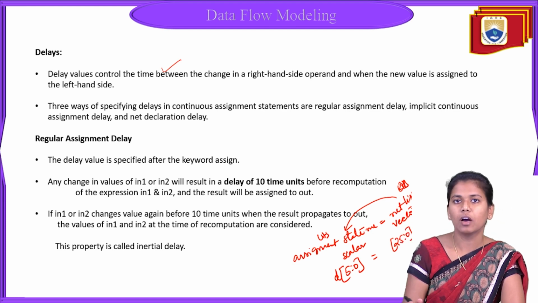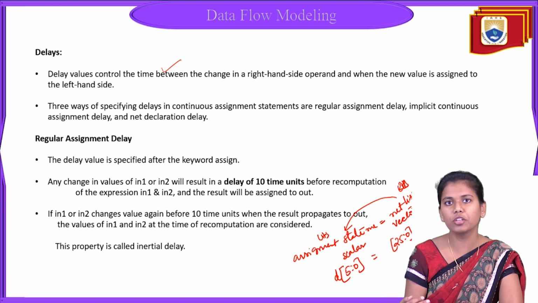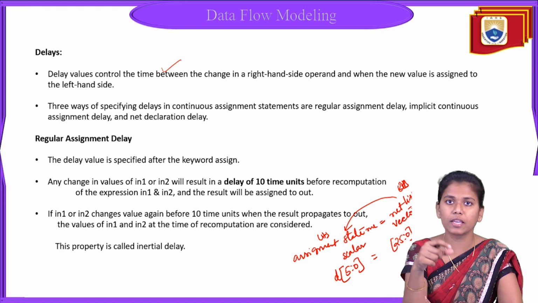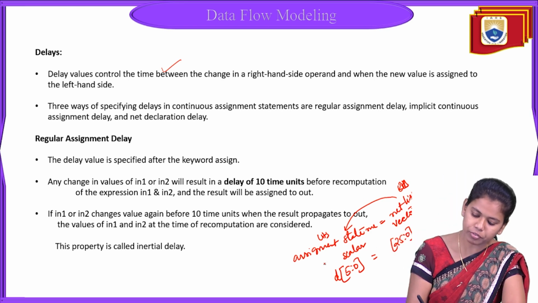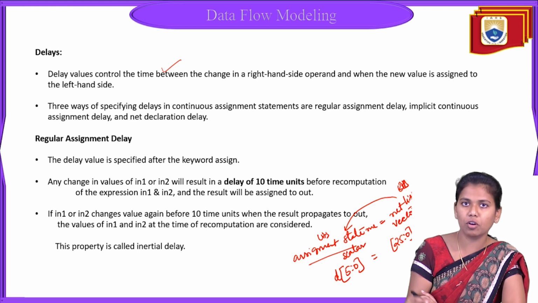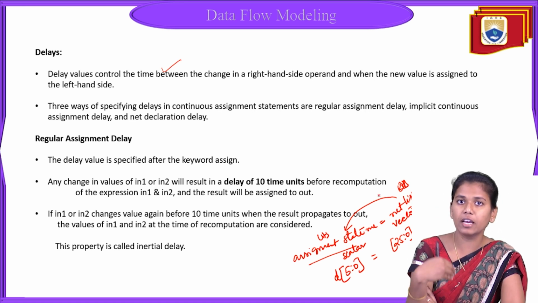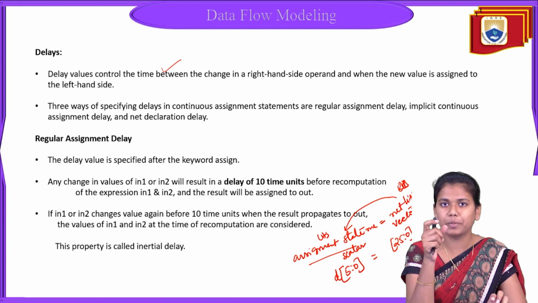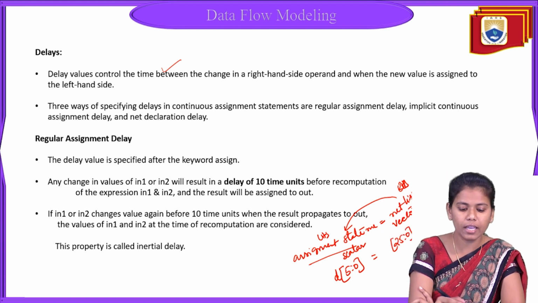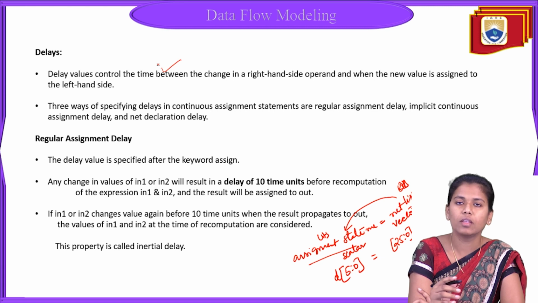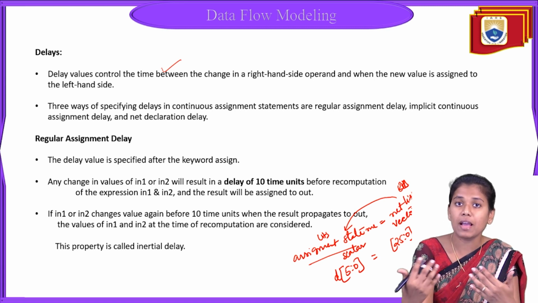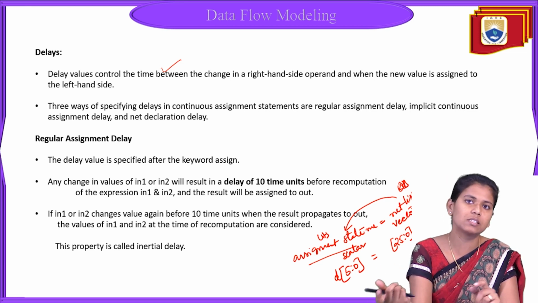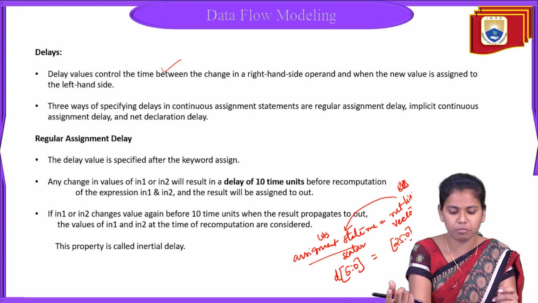What happens sometimes? Some errors may occur. In order to avoid or rectify those errors, some values can be inferred to the left hand side of the continuous assignment statement. When we are inferring some values to the left hand side, a delay occurs, right? The delay is nothing but the timing control. We may see the maximum delay or the minimum delay. But the delay occurs when the values change from the right hand side to the left hand side of the continuous assignment statements.